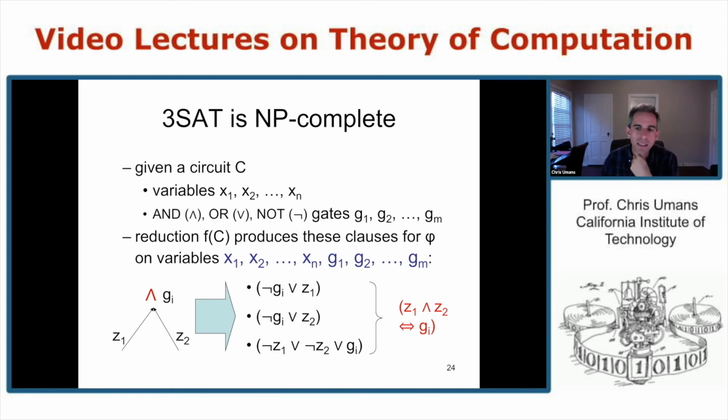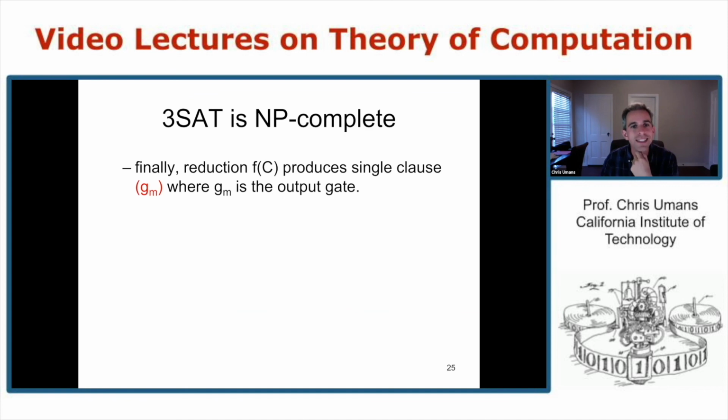And then the last little thing we need to do for our reduction is to assert that the circuit outputs 1. So our reduction will add one clause, just a singleton clause, g sub m, where g sub m is the output gate. That's a clause that can be satisfied if and only if the output gate outputs 1. That's the intention. And that's our full reduction from circuit SAT to 3-SAT. So you go through gate by gate, throw the 2 or 3 clauses into your collection, and then add this one final clause for the output gate.